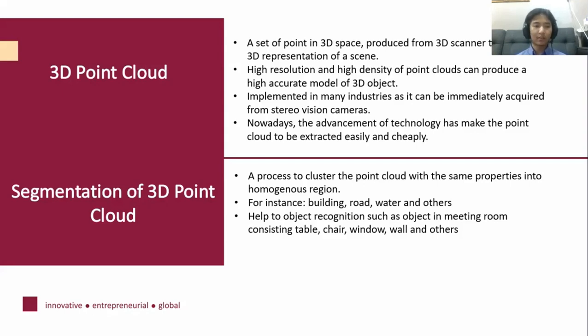The next literature review is about the segmentation of the 3D point cloud. Segmentation of 3D point cloud can be described as a process to cluster point cloud with the same properties into homogeneous regions. For instance, to cluster the point cloud into building class, product class, water class, and others. By segmenting the 3D point cloud, it can help with object recognition, such as objects in a meeting room consisting of table, chair, window, wall, and others.